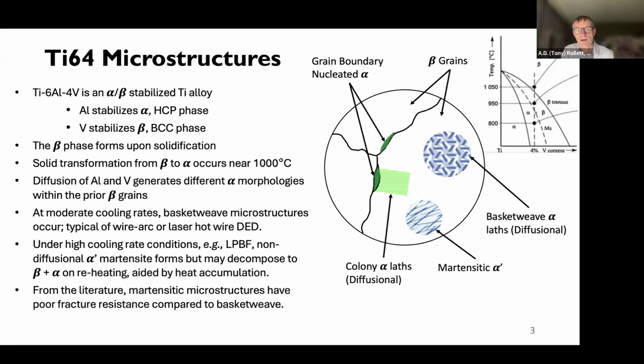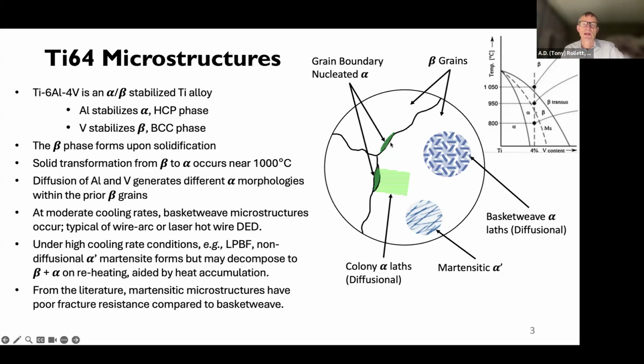But it can and does decompose to alpha plus beta when you reheat it. In other words, when you heat treat or you apply hot isostatic pressing. And I'm actually going to address both of those issues because they are interesting. And it does matter a lot to the strength, to fracture toughness, to fatigue, which of these microstructures you get. So, and then the other issue with this alloy is the beta has a grain structure.